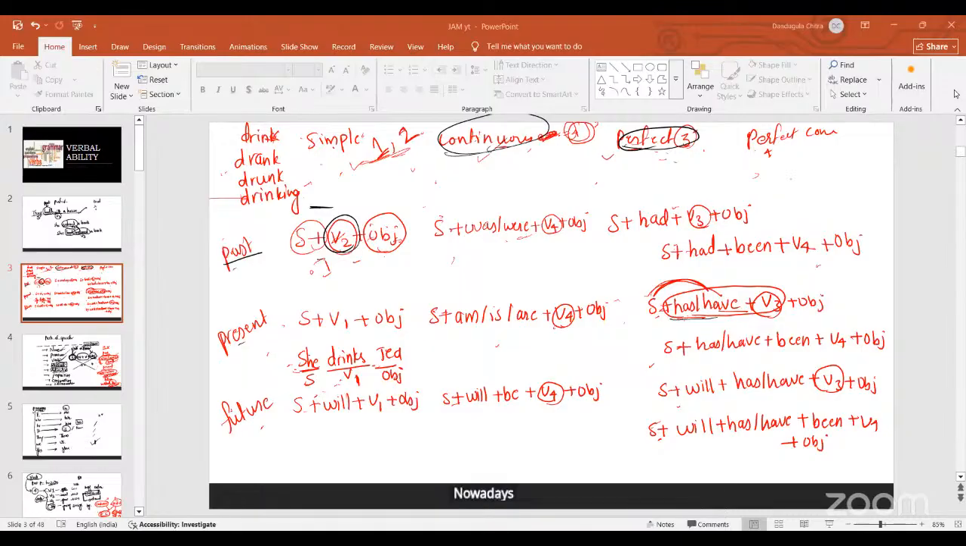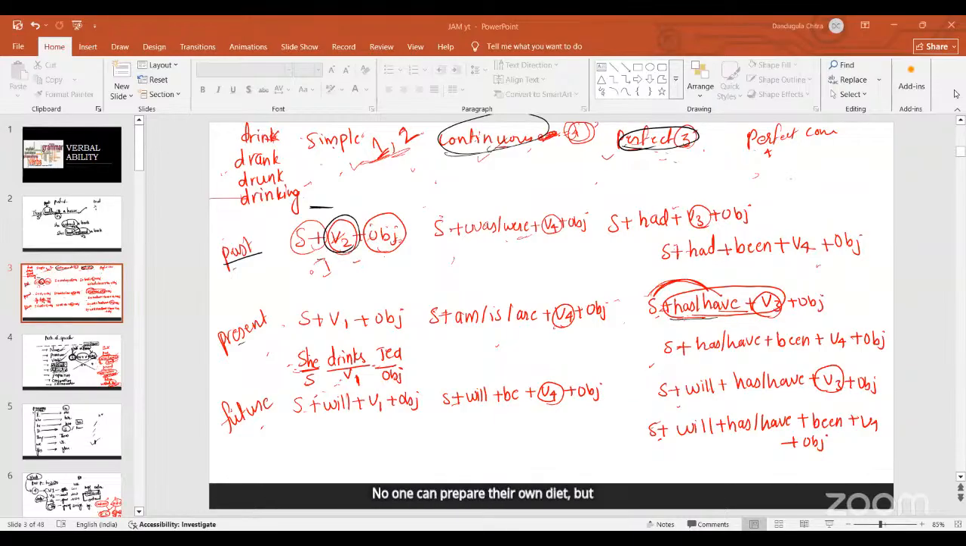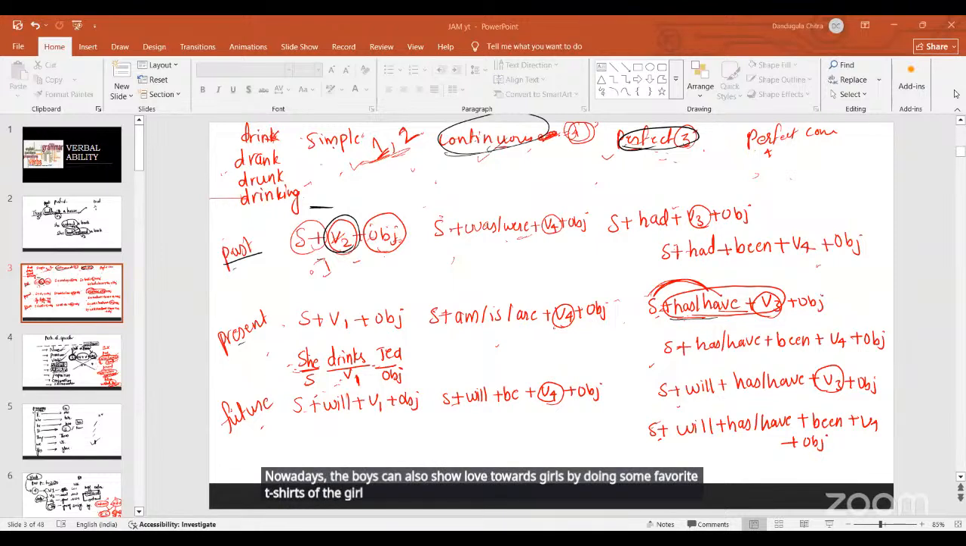Nowadays, boys can also take care of their diet. We can see in YouTube reels, like I am preparing my own diet, I am following my own diet. Everyone can prepare their own diet, but with love and respect, right? Nowadays, boys can also show love towards girls by making the girl's favorite dishes and supporting the house chores and everything. And someone said that in Operation Sindoor, the girls took the lead.